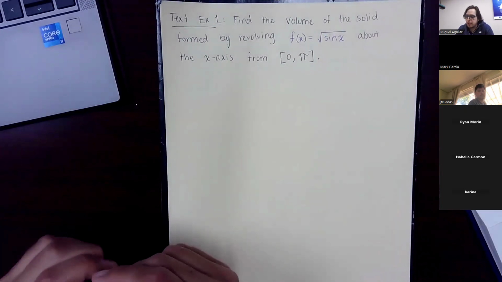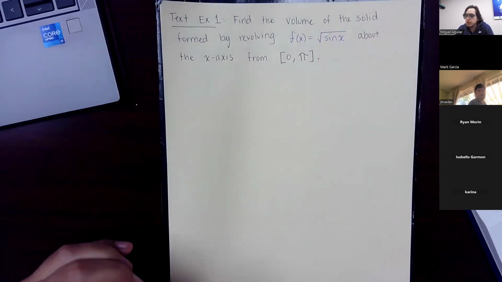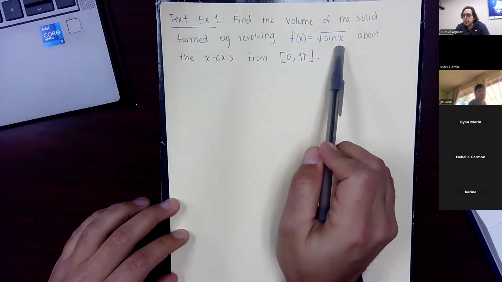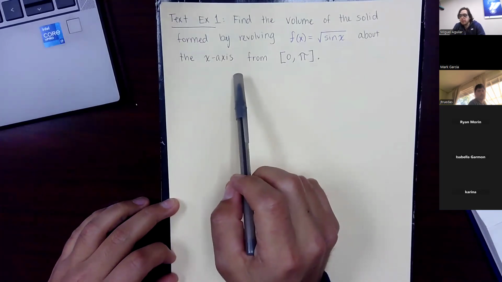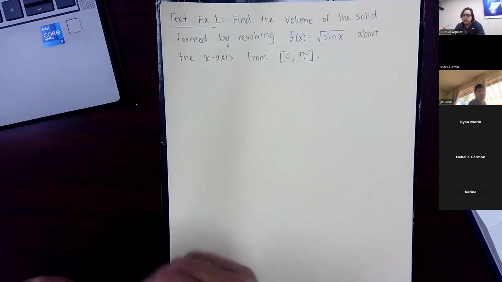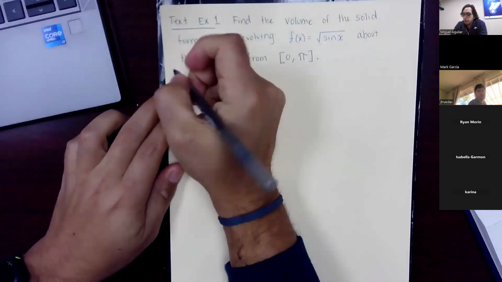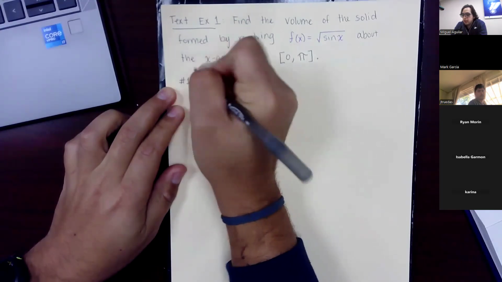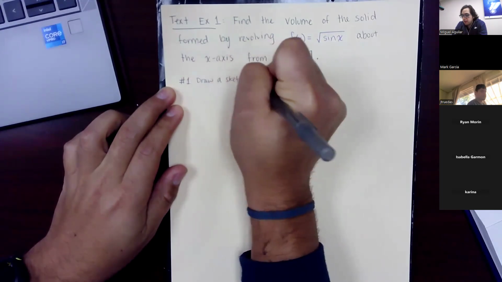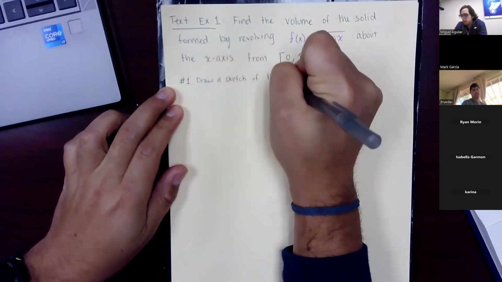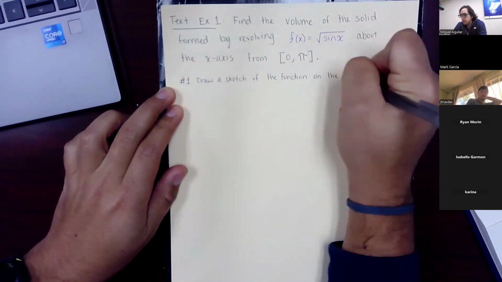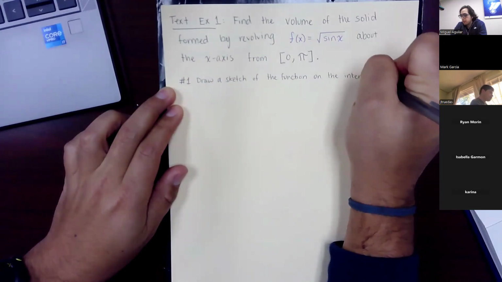So the first example presented in the textbook says, find the volume of the solid formed by revolving this function, f of x equals the square root of sine x, about the x-axis from 0 to pi. So I think the number one thing you're going to find for these is that you need to draw a sketch of the function on this interval, the interval given.